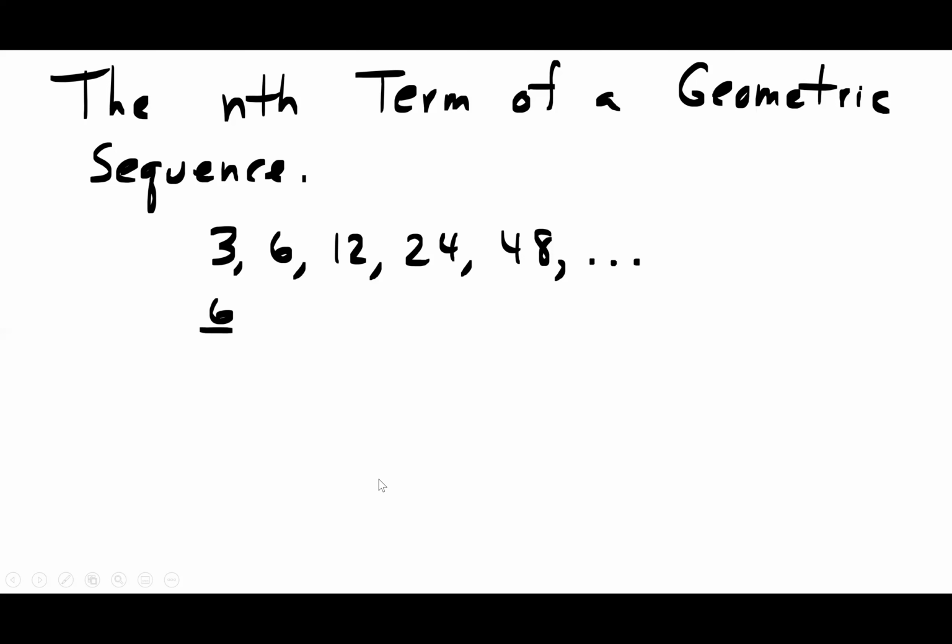If I take the second term divided by the first term, that gets me a 2. Let's see, fourth term divided by third term gets me a 2. Fifth term divided by fourth term gets me a 2. And then we can also even do 12 divided by 6. That also gives you 2. So at this point, yes, we are assured that this is a geometric sequence.